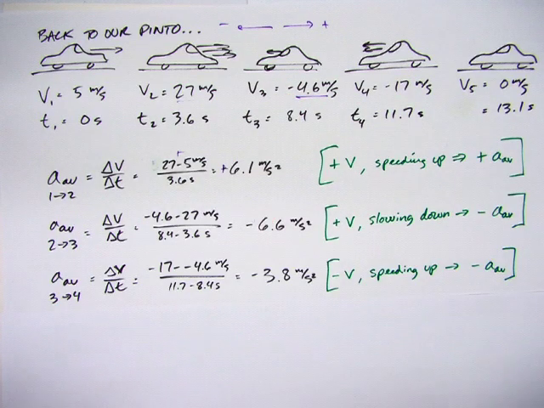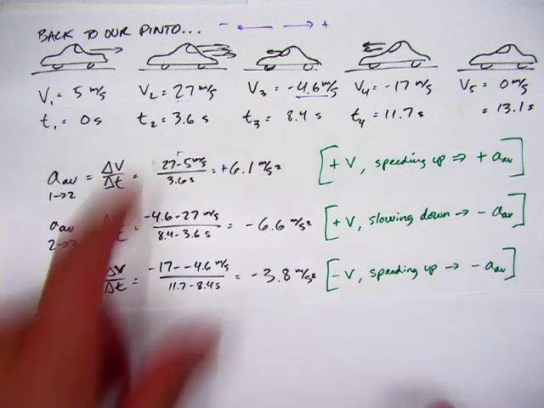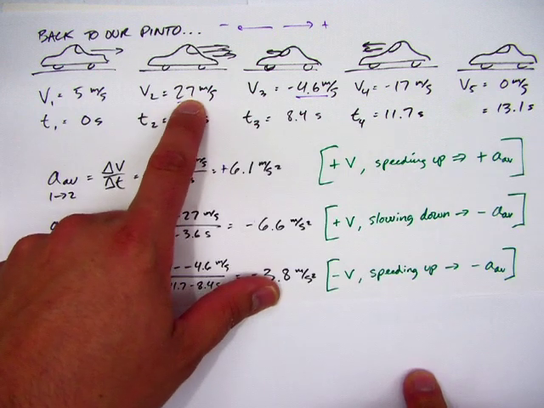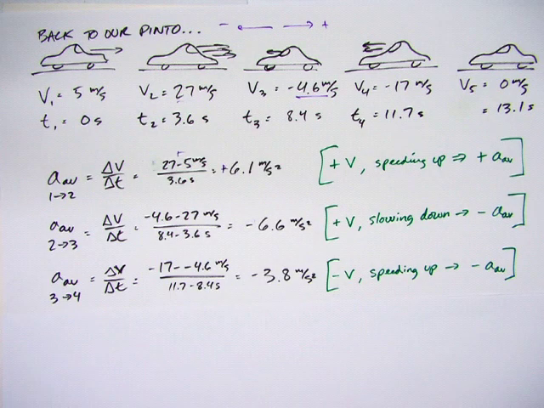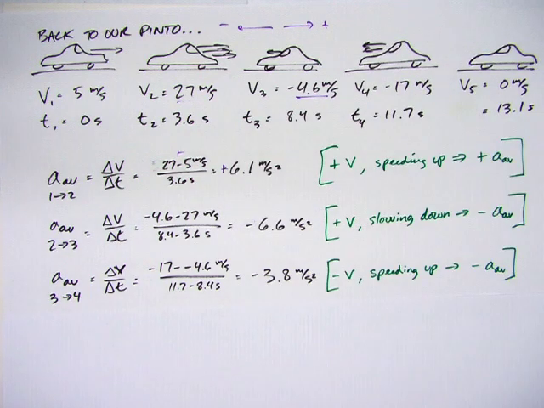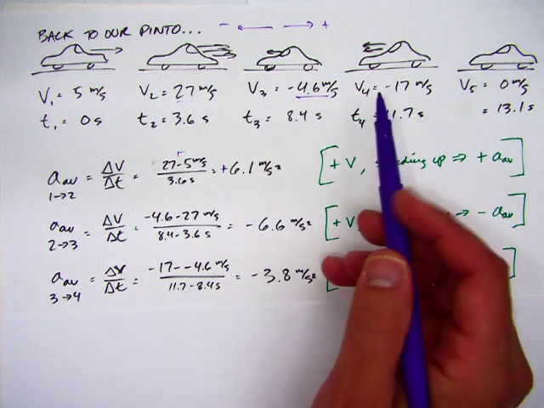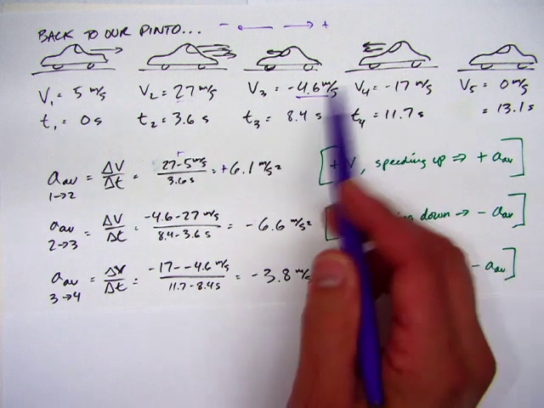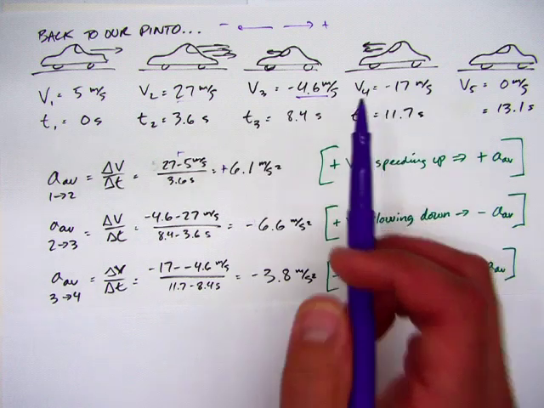So where am I moving fastest in all 5 stages? Well, at V2, 27, it's the biggest number. Where am I moving second fastest? At stage 4, negative 17. Remember that speed has to do only with the absolute value, only with the magnitude of the velocity, not the direction. So from 3 to 4, I am actually speeding up because I'm getting faster in the negative direction.